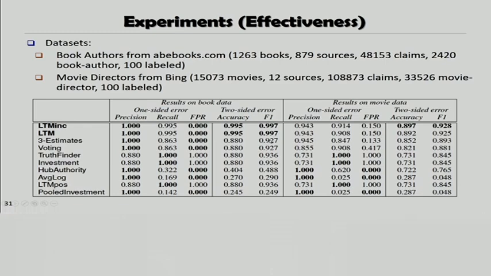But on the two-sided, you are responsible for every piece of information you made wrong. You can see the F1 is the highest among all the truth-finding methods.